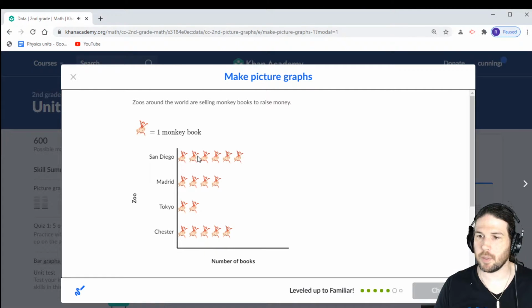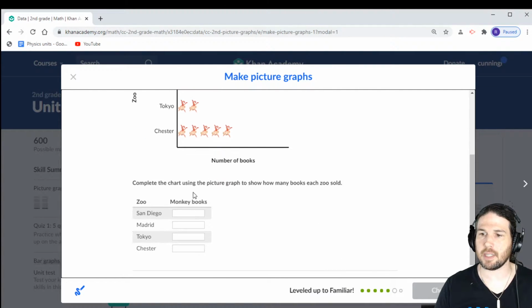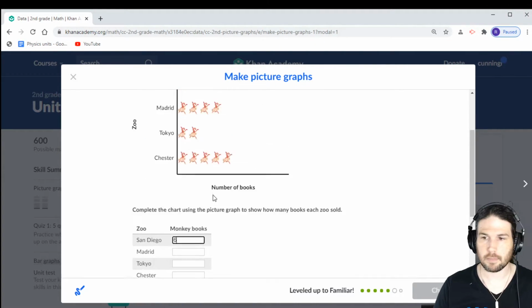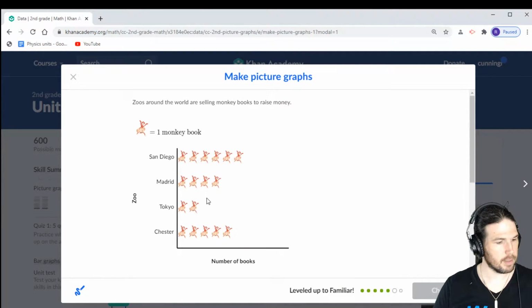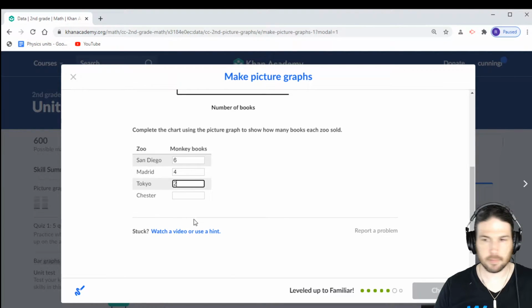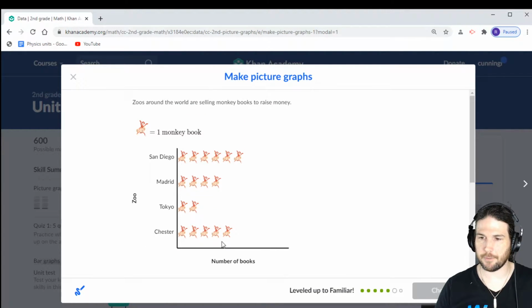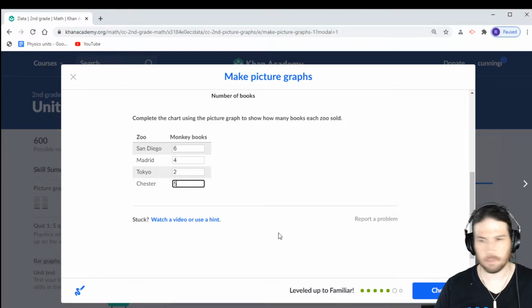San Diego has 1, 2, 3, 4, 5, 6 monkey books. 4 for Madrid. 2 for Tokyo. And 1, 2, 3, 4, 5 for Chester. Moving on.